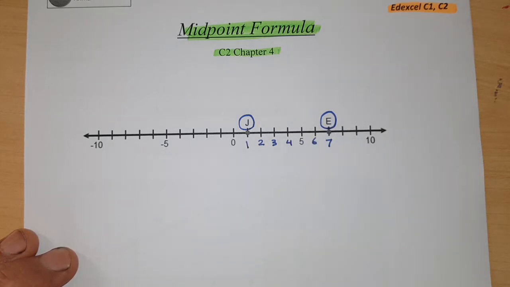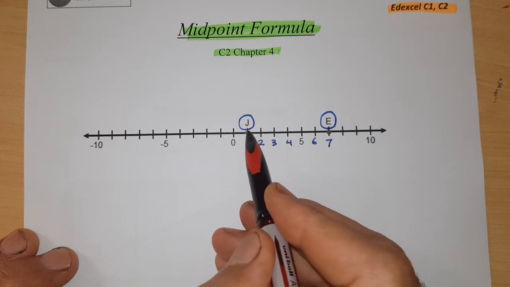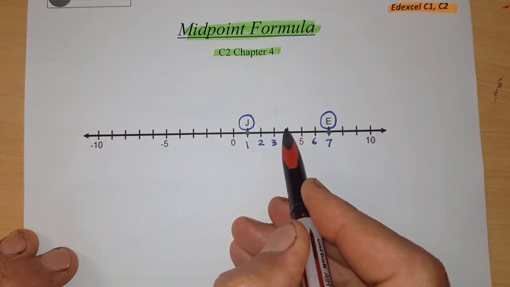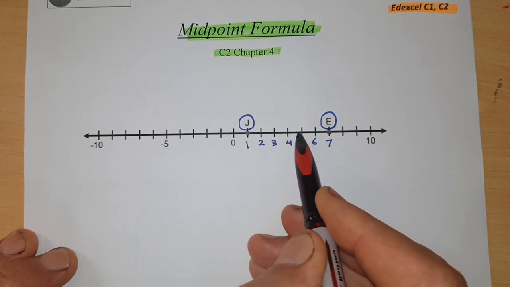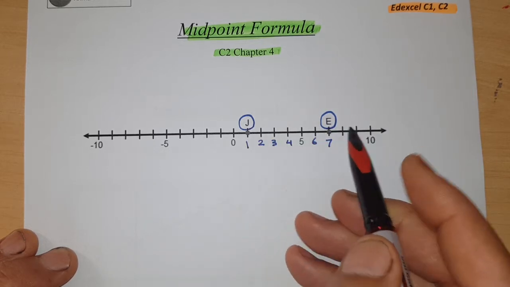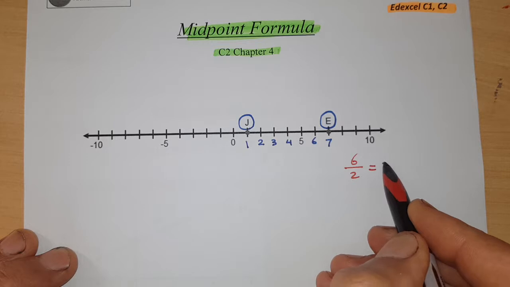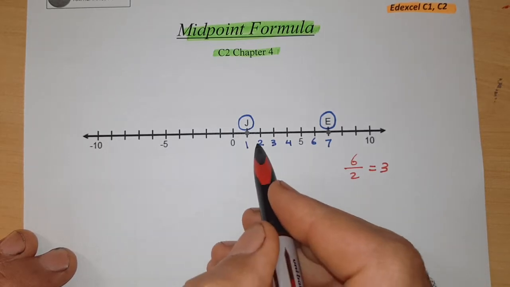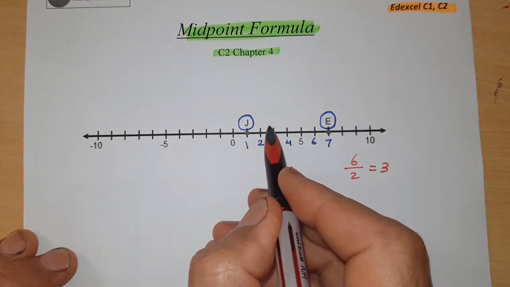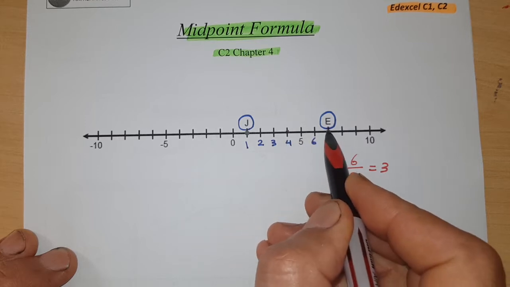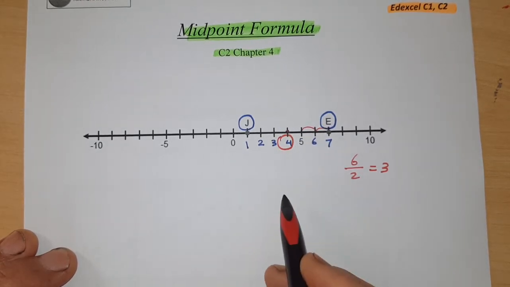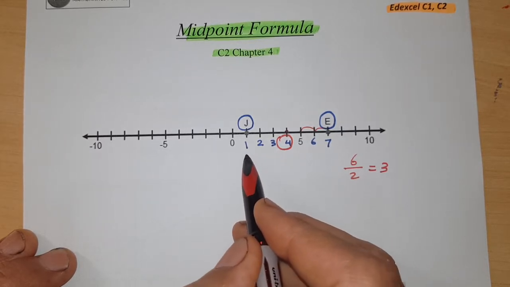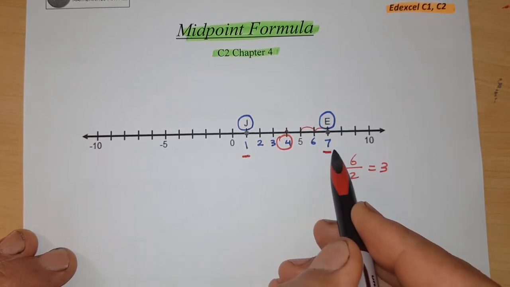Simply, if you count the distance between the 2 points, you have 1, 2, 3, 4, 5, 6. 6 units between J and E. 6 divided by 2 equals 3. Half this distance is 3. If you count 3 from J, or 3 from E, you will get the same point. This point is a midpoint. So 4 is a midpoint between 1 and 7.